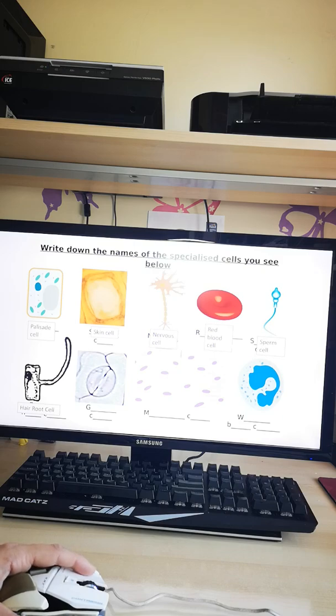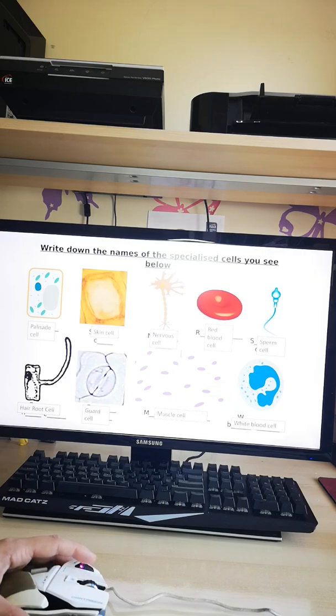Then another plant cell here, we've got the guard cell around the stomata, which you would have talked about when you did transpiration. Then we've got some muscle cells, and we'll look at those 3 different types of muscle that we need to know about. And finally, our white blood cell, which are the immune cells that you've talked about in your immune response topic. So those are your B and T lymphocytes and your phagocytes as well.